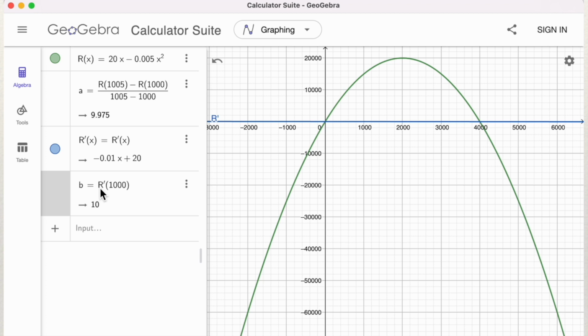To know the marginal revenue at 1000, just make a substitution. Type r prime of 1000. After you have computed r prime, GeoGebra knows what r prime is. So r prime of 1000 is the derivative of r with x substituted by 1000. Press enter, and GeoGebra will give you the value 10. Additionally, GeoGebra is making the graph of everything. For example, when you type r of x, GeoGebra made the graph of r of x.